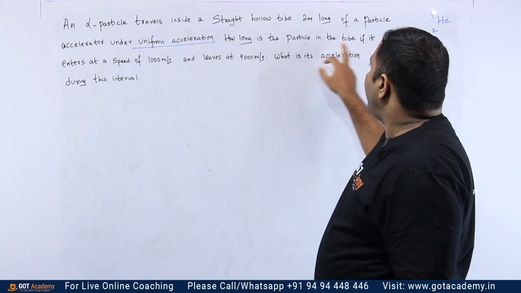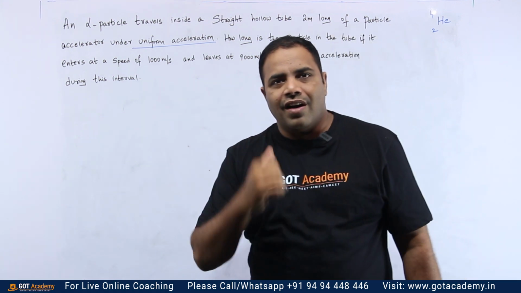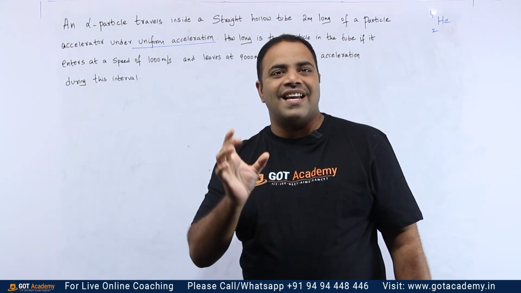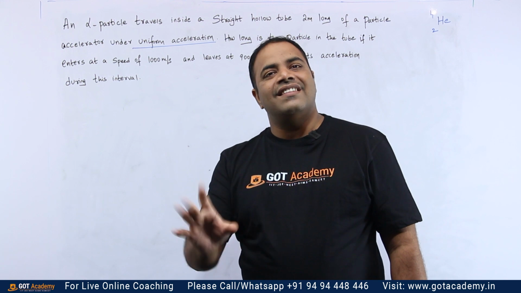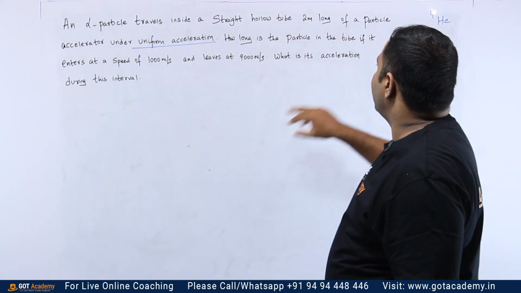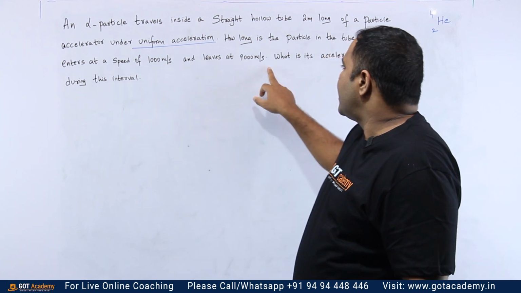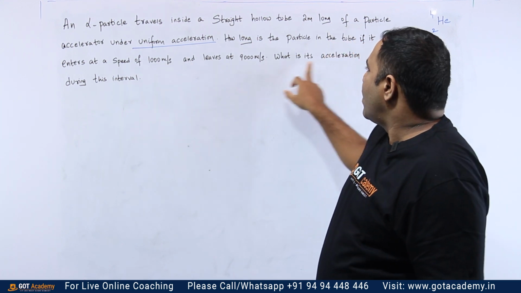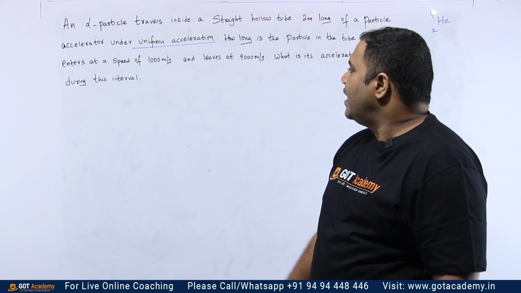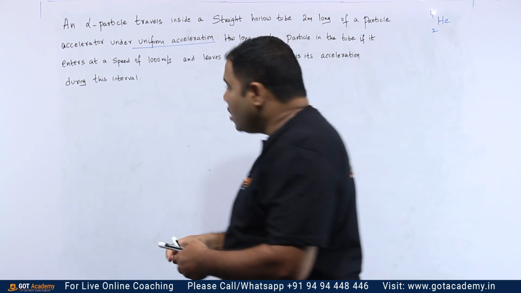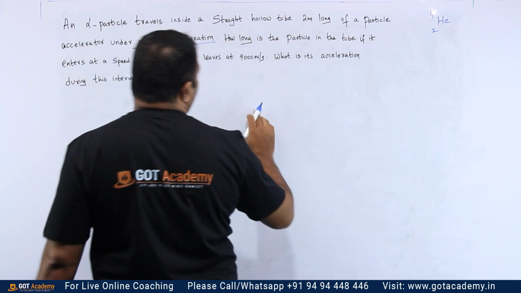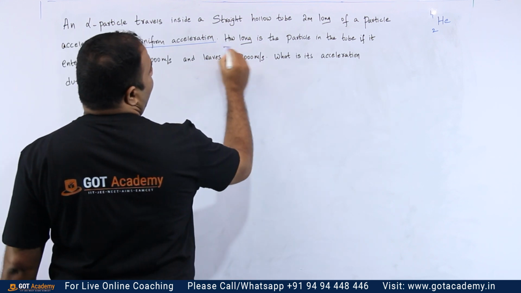Now, how long is the particle in the tube? What do you mean by how long? Means time. For how much time is it staying inside the tube? And what is the acceleration? If it enters at a speed of 100 meters per second and leaves at 9000 meters per second, what is its acceleration during this interval? So, 2 things we have to find out. First thing is that we have to find out how long, means time.